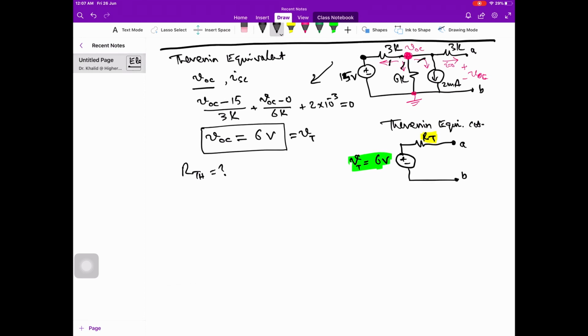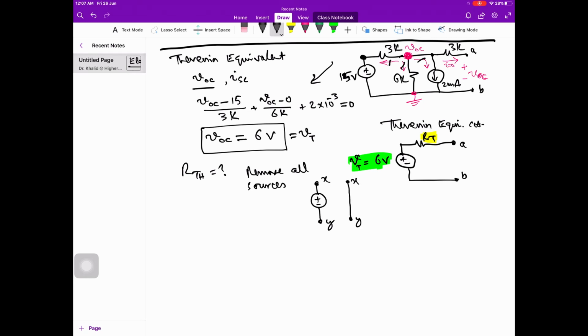One method is to remove all sources. Note that we are discussing an example where all sources are independent sources. So removing all sources means, if a voltage source is connected over here like this, say this is terminal X and Y, eliminating the voltage source means we will short circuit this.